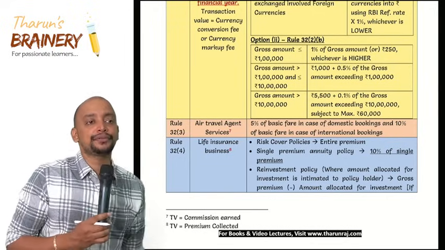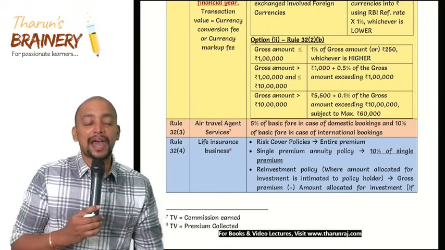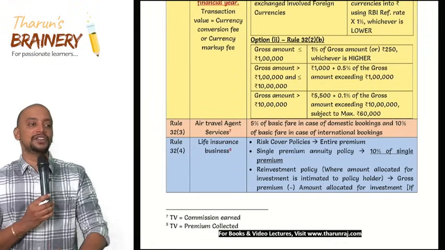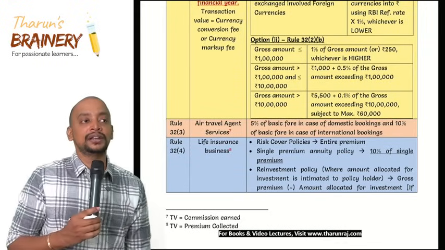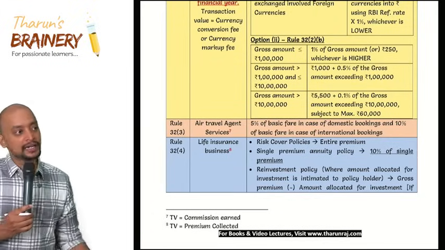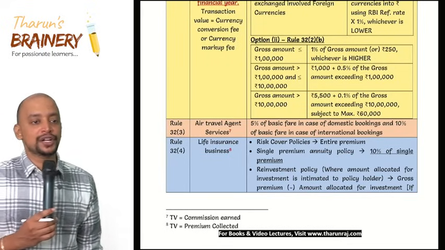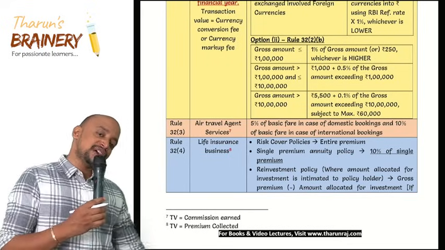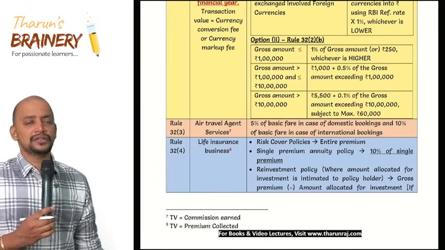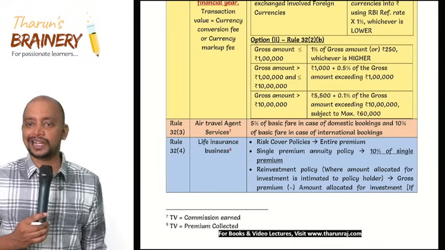And 0.1% of the amount exceeding 10 lakhs, subject to a maximum. This total should be a maximum of 60,000 rupees. If it crosses 60,000 rupees, 60,000 only will be taken as the value. For example, if it is 80 lakhs, for the first 10 lakhs it will be 5500. Remaining 70 lakhs into 0.1% comes to 7,000. 7,000 plus 5,500 will be 12,500. So 12,500 will be taken as the value.